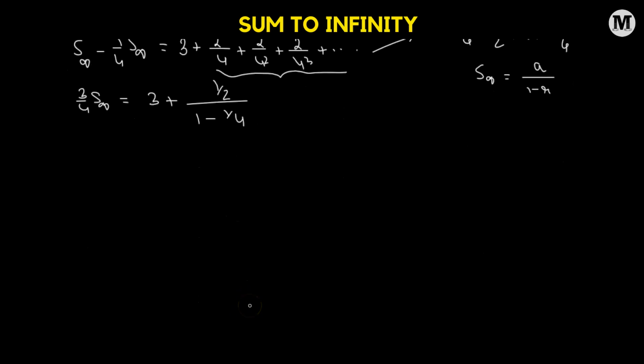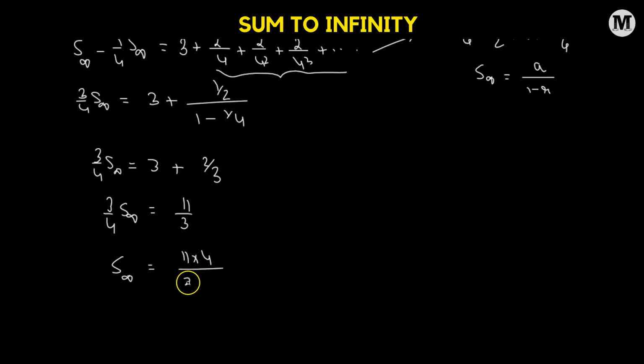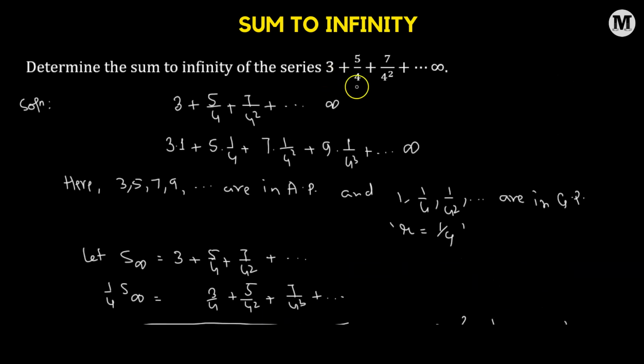So we have 3 over 4 S infinity equals 3 added to half divided by 3/4, which gives us 2/3. So 3 over 4 times the sum of the infinite terms equals 11 over 3. So S up to infinite terms is 11 multiplied by 4 divided by 3 times 3, which is 44 over 9. This is the sum up to infinite terms for the given Arithmetico-Geometric series, 3 plus 5 over 4 plus 7 over 4 squared, and all the way up to an infinite number of terms.